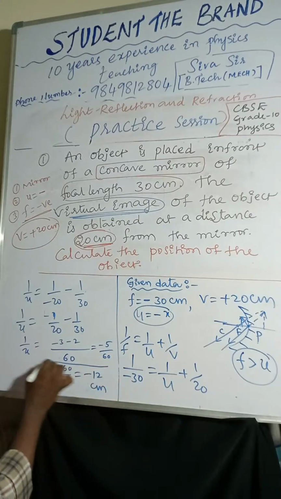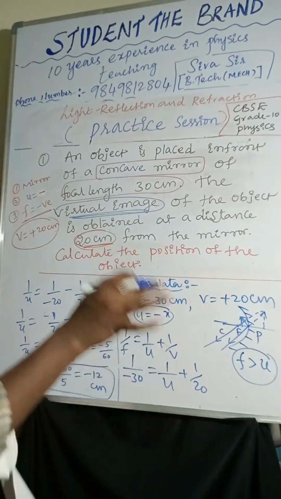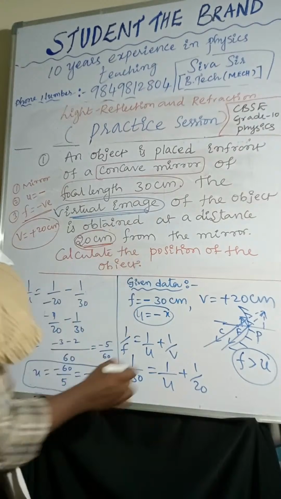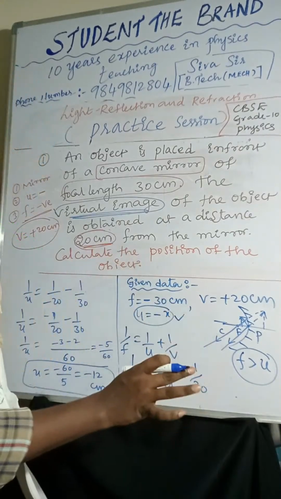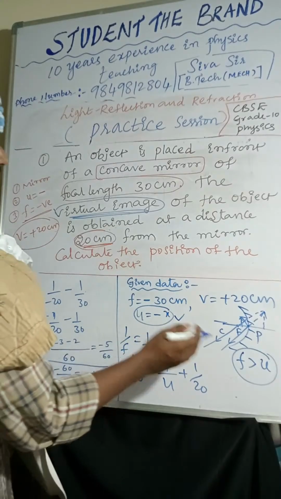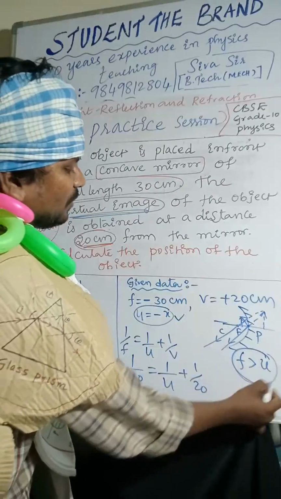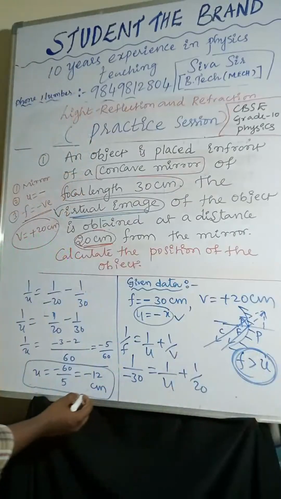Is it correct or not? Now with confidence you can write the answer. You no need to worry about whether I did correct or not. Confidently you can write. So why am I saying that much confidence? Point number 1: object distance must be negative. Point number 2: object distance must be less than the focal length, as we already know this condition.